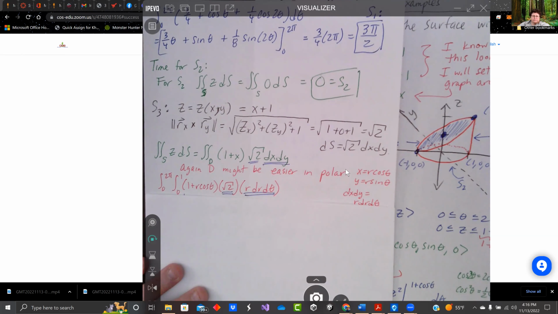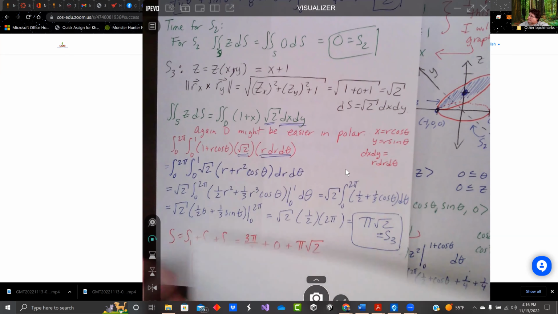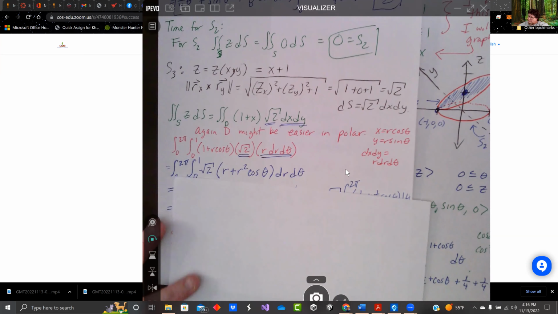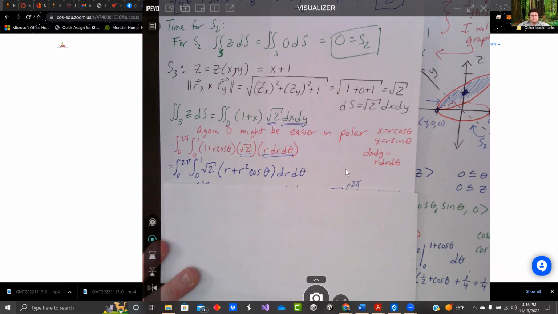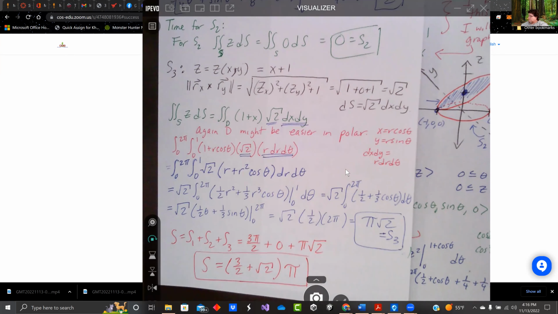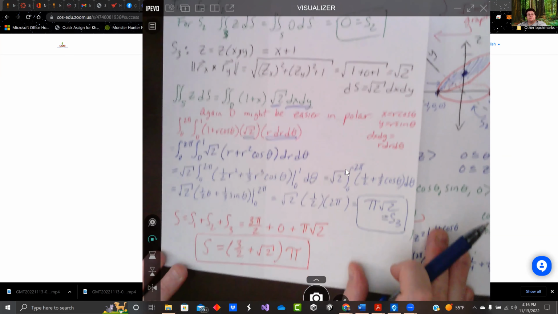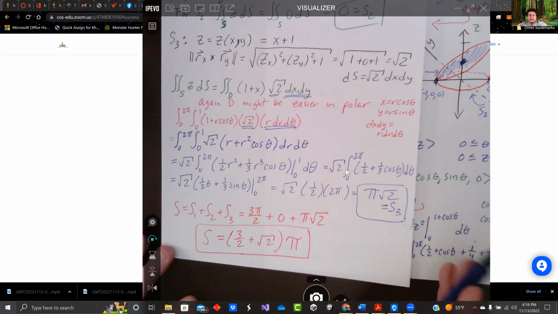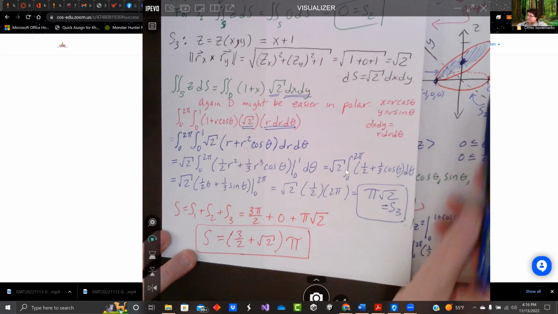So we switched everything over. We had 1 plus x, now 1 plus r cosine theta. And we start solving. Distribute that r, factor out the square root of 2. It's actually straightforward from here. No tricky things. And you should get 3/2 plus square root of 2, all of that times pi. When you add up all of them, the top surface is just pi root 2.